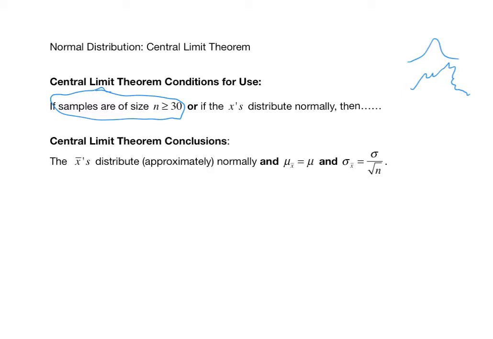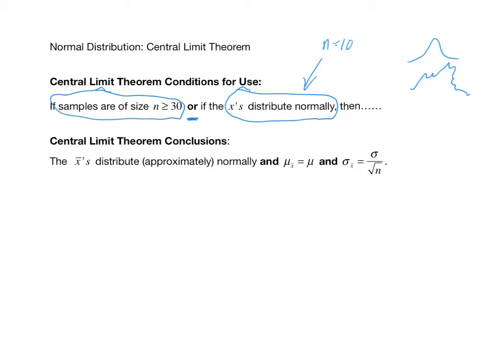The other condition for which you can use the central limit theorem is if the x's distribute normally. So if the raw data distributes normally, then it doesn't even matter. You could have a sample size 10. That's okay, as long as the original x's distribute normally. So either one of these must apply, or both is fine as well.